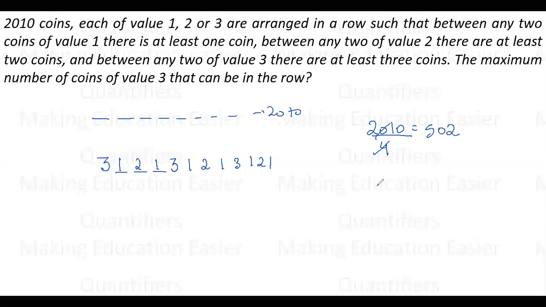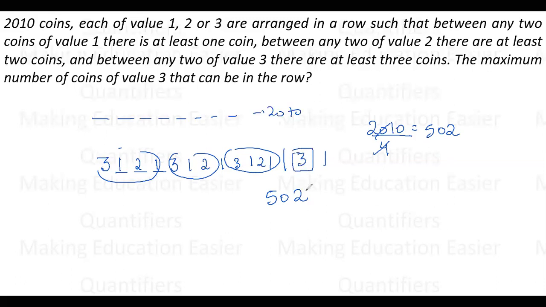So 502 pairs of 4 have come. This is the first pair, this is the second pair, this is the third pair. We have 502 such pairs. As soon as the last pair, the 502nd pair, ends, what will I have? I will have a 3 again and a 1 again. So the answer here would be 502, and 3 is here and 1 is again here. So the answer would be 503. So at most 503 will come, sorry, at most. So this is the required answer.